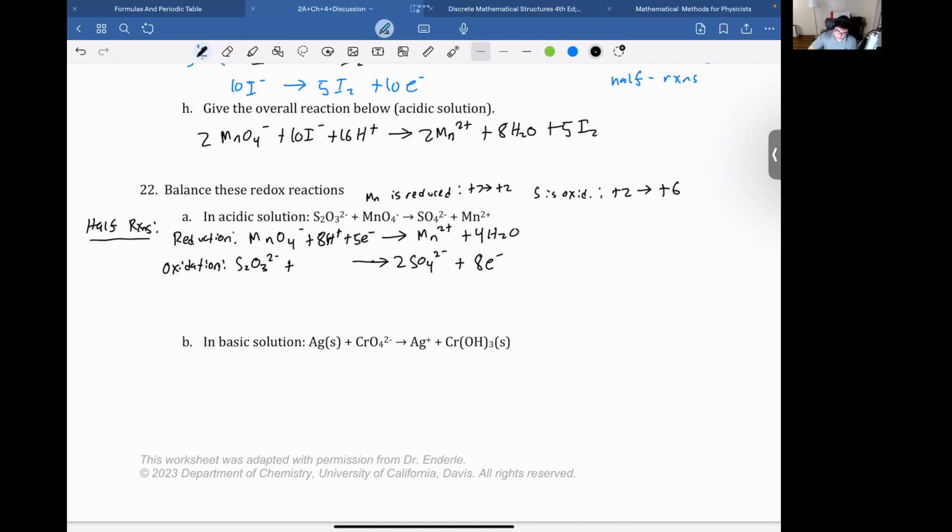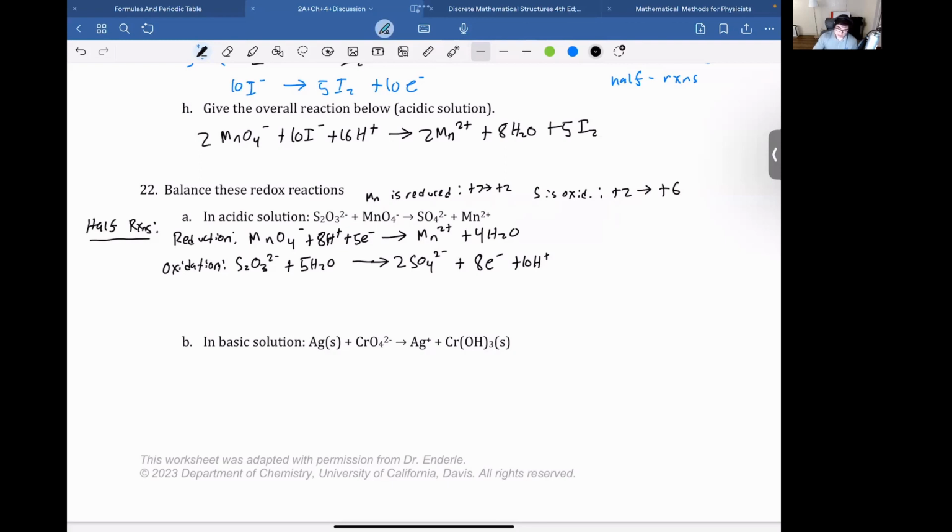Then we go ahead and balance out whatever else we need to. So in this case, we have the oxygens. We have quite a few less oxygens on the left. So balance that with water. There's 8 on the right. Now we have 8 on the left by adding 5 waters. Then we go ahead and balance the hydrogens. So there's 10.